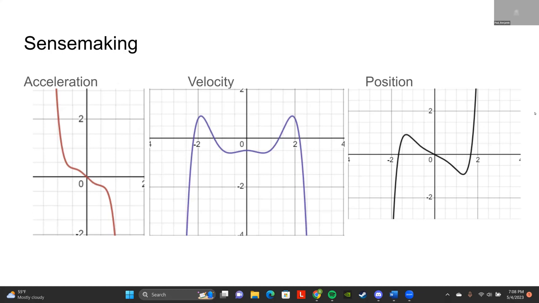This slide is a representation of our acceleration graph, velocity, and position. Position is set at initial 0 because we can change it at any time and it will give us the same looking graph. It will just change the y-intercept.